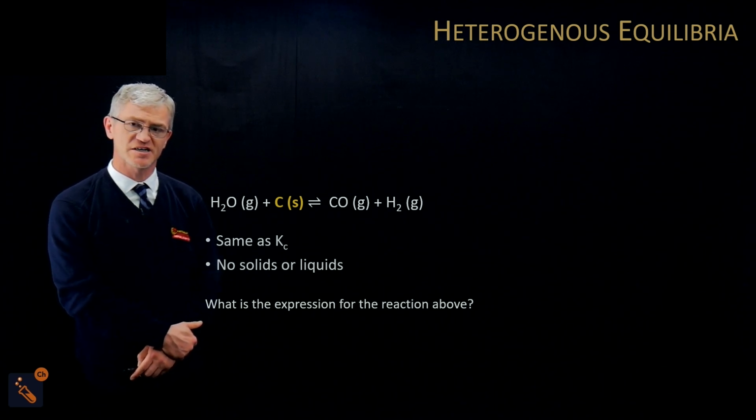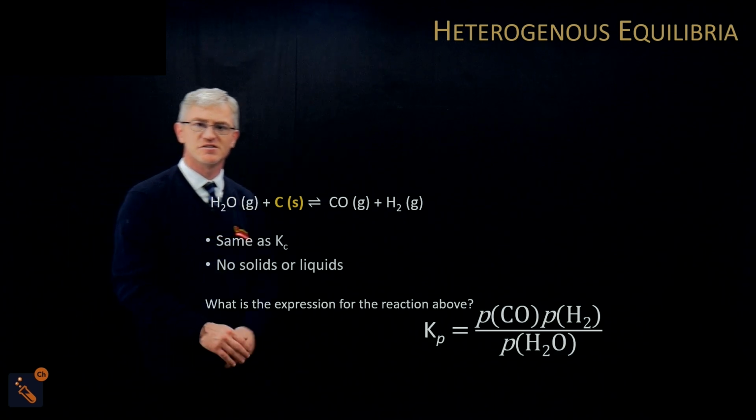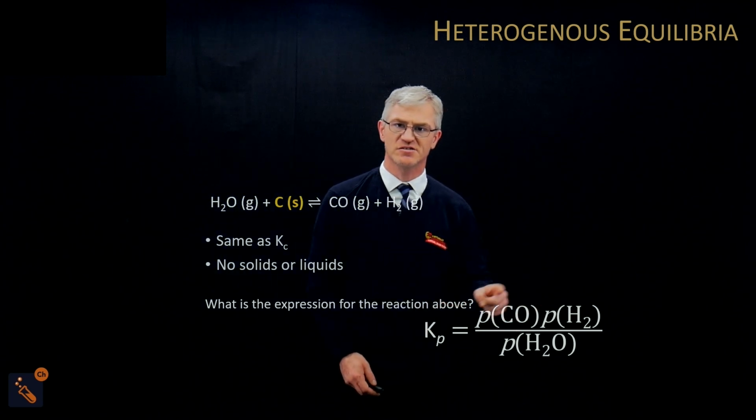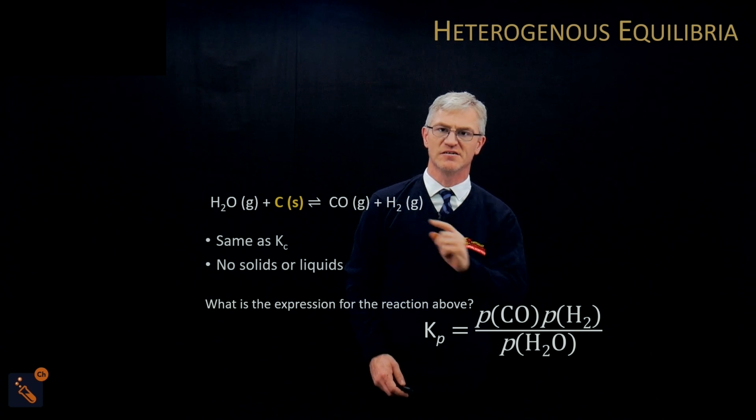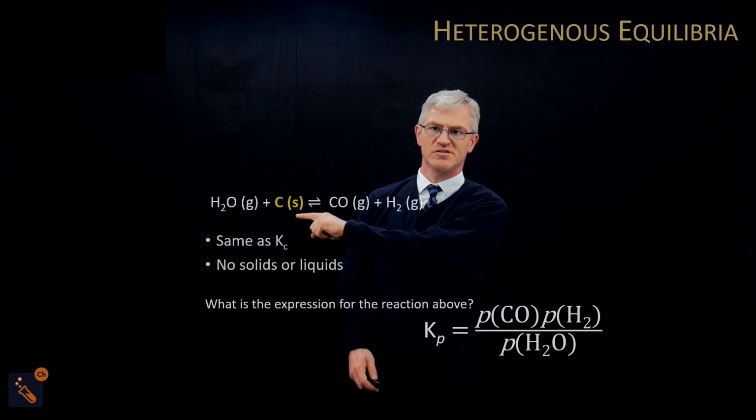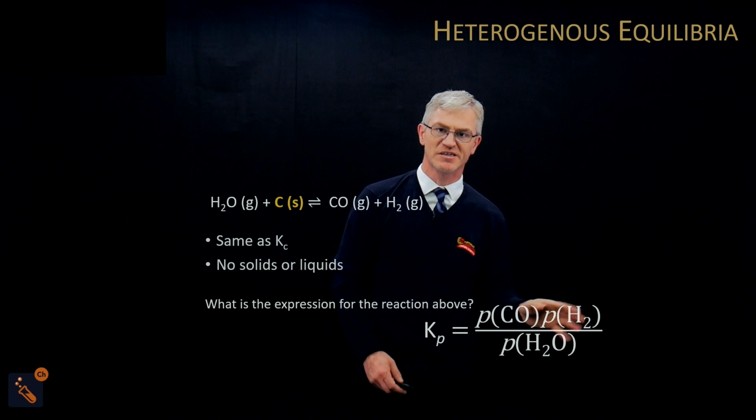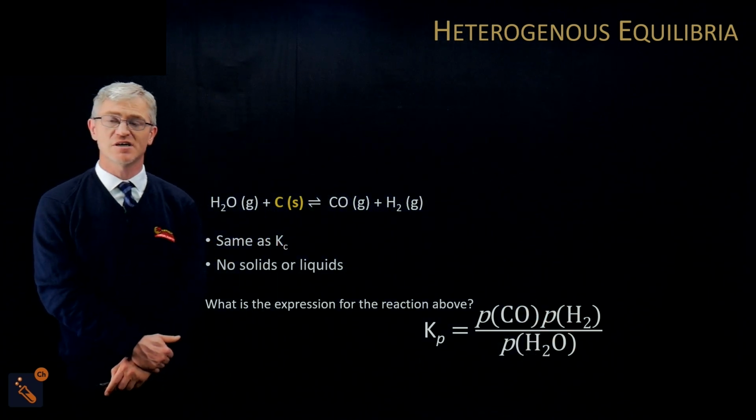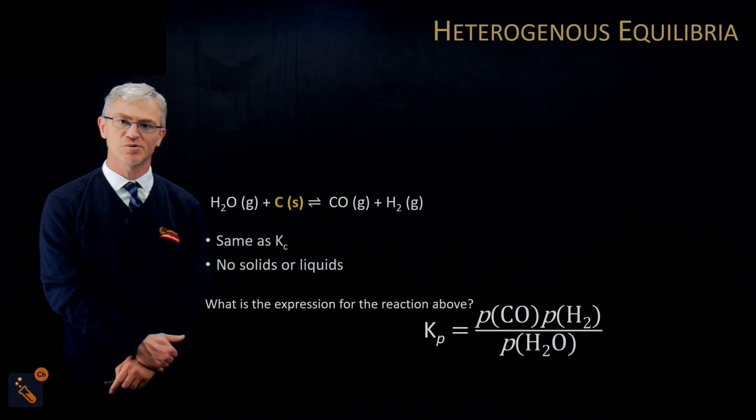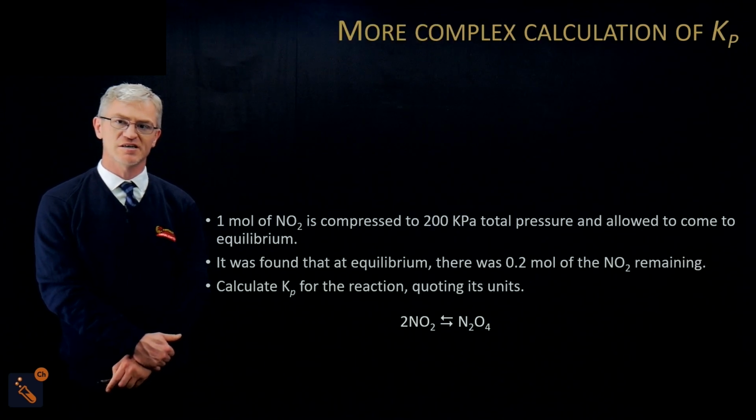Now, the expression for the reaction above is this. So you can see our products over our reactants. You've got CO, which is a product here. You've got H2, which is another product here. You've got reactant, H2O, which is over there, and the C has been eliminated, so it's not there. Okay, and that will give you your overall expression. You're going to have to do that most often for heterogeneous equilibria. Now let's go and do a question.